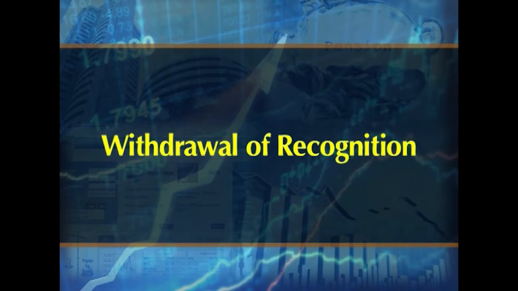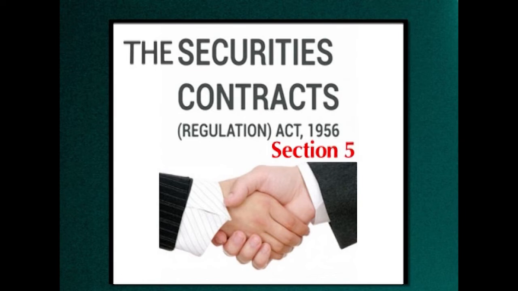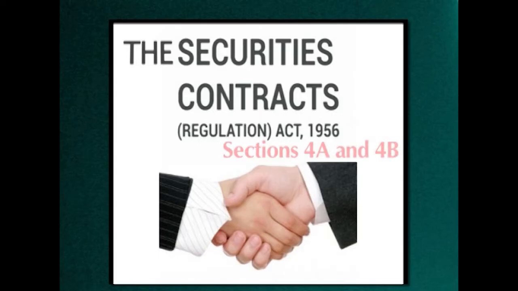Withdrawal of recognition. Under Section 5 of the Act, the central government is empowered to withdraw the recognition granted to a stock exchange in the interest of trade or in the public interest. The central government must issue a notice and give an opportunity of being heard to the stock exchange before passing any order of withdrawal. Non-compliance with the provisions under Section 4A and 4B of the Act also will result in withdrawal of the recognition. However, the validity of any contract is not affected until the derecognition is notified.